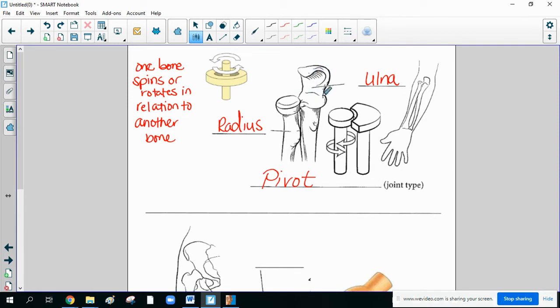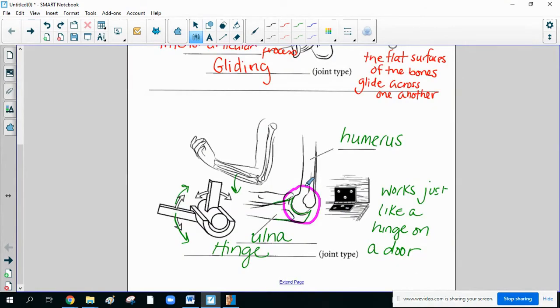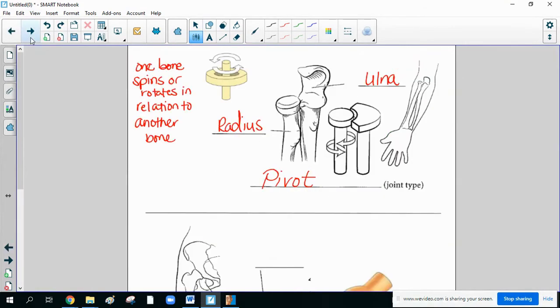Keep in mind we saw the ulna in the hinge joint on the previous page. That was where it was making a joint with the humerus. This is a different joint where the ulna is making a joint with the radius. So we're looking at this joint right here. And this mechanical representation shows you how the radius will spin in place with regard to the ulna. So this represents the radius and this represents the ulna.